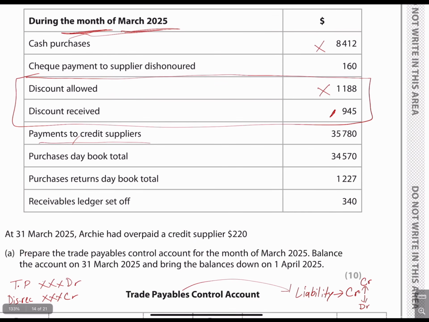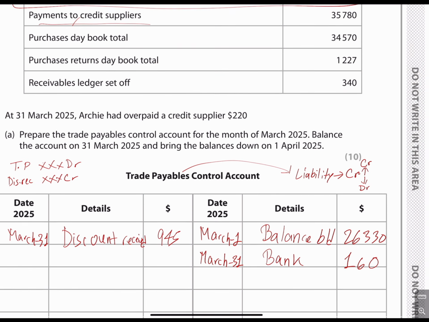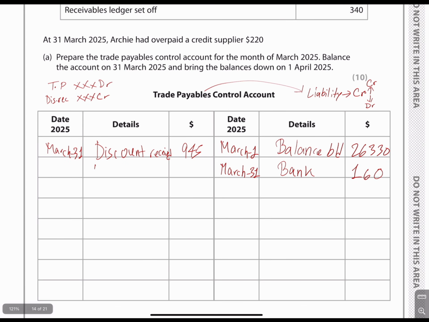So we have paid money, 35780. You can write either cash book or bank. But as we don't have any mention whether it was paid by bank or cash, we just write cash book. The simple, easy, safe side.